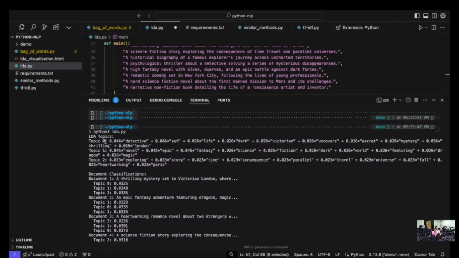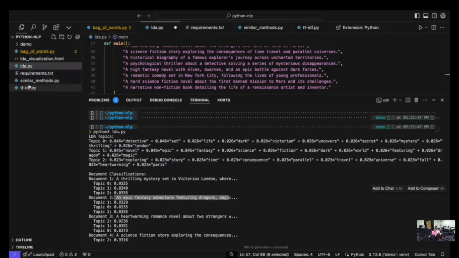So, for example, topic 0 is detective, set, life, dark, Victorian, and covers, right? And we see that in this case, a thrilling mystery has a higher score in topic 0, which indicates that this is correct. Same, we are seeing something like an epic fantasy adventure. This is in topic 1. Topic 1 is like fantasy, science, world, and so on. So in this case, it's also relating closer to this particular topic, an epic fantasy adventure.